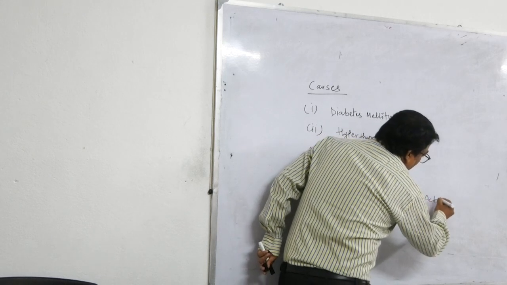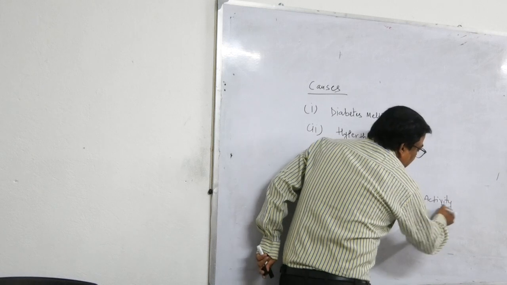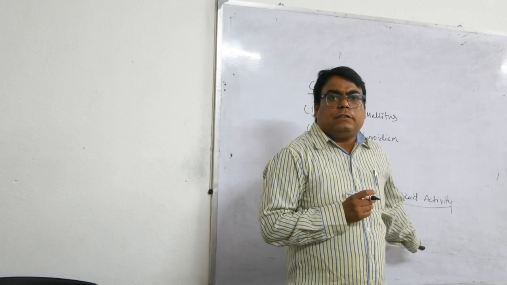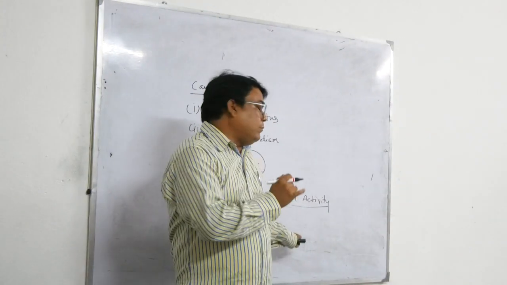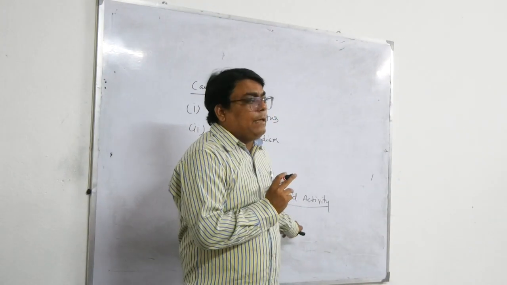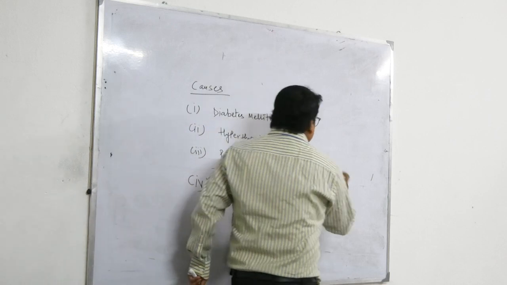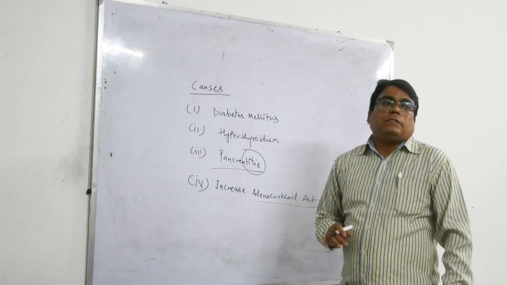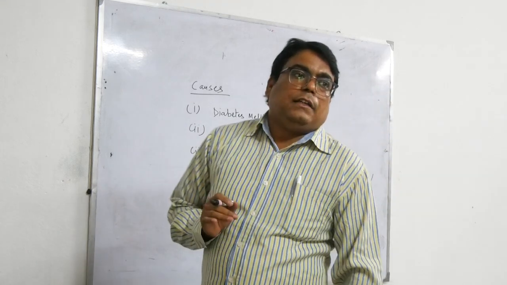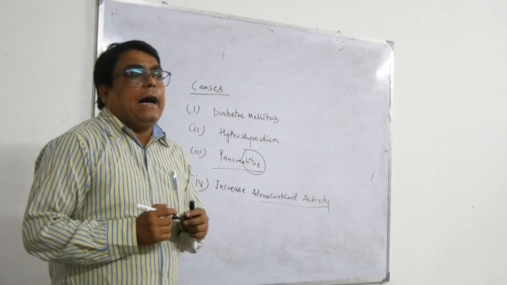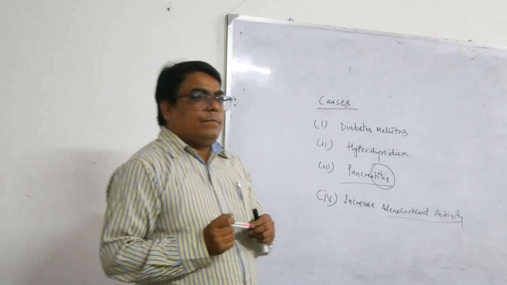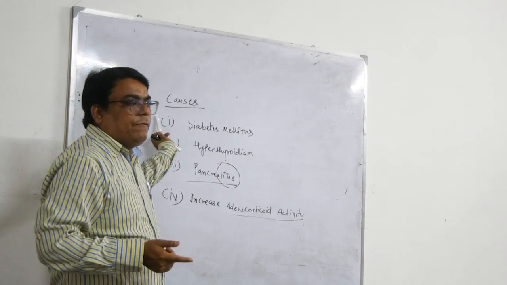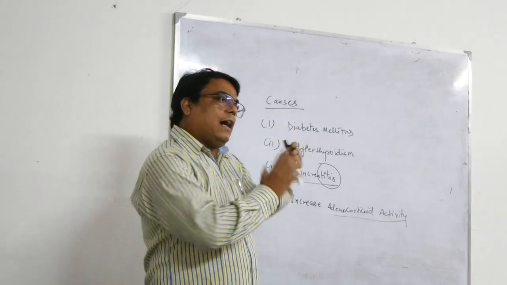When I teach you diabetes mellitus in the class, I already told you that with the growth hormone, with the regulatory hormone, with the steroid hormone activity, there will be chances of increased blood sugar. So these all are the causes of hyperglycemia. The cause behind diabetes mellitus is different, like type 1, type 2, and other things.